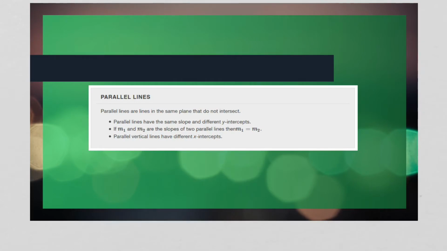All right, so these are just three pieces of information that are true about parallel lines, okay? First one says, parallel lines have the same slope and different y-intercepts. Totally a true statement. We just talked about that. Okay, it says that if the slope of the first line and the slope of the second line are the slopes of two parallel lines, then the slope of the first line has to equal the slope of the second line. And then the last one says parallel vertical lines have different x-intercepts.